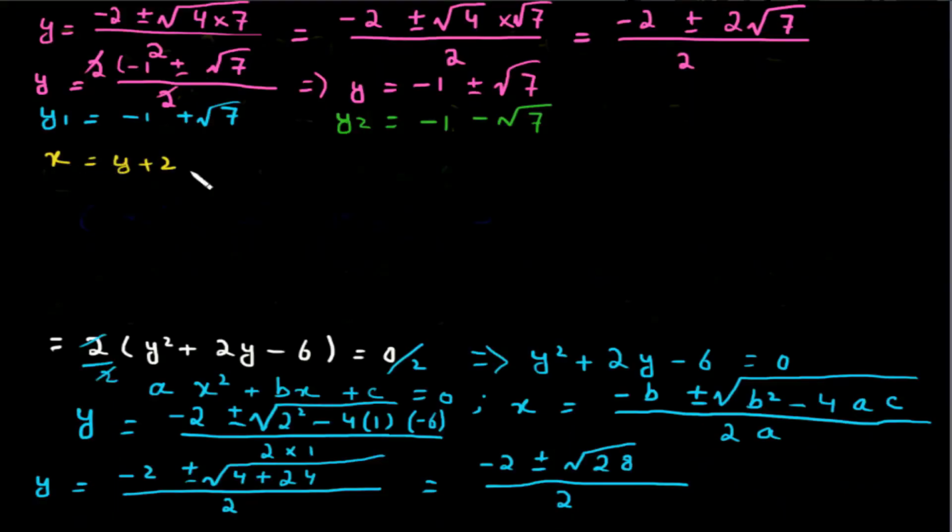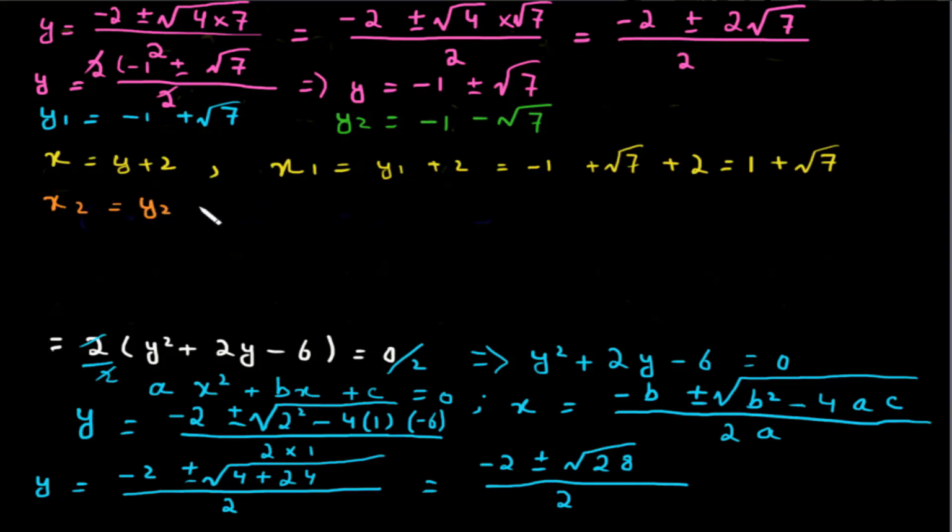So to find out x sub 1, I will substitute this y with y sub 1 plus 2. That will give me this value of minus 1 plus square root of 7 plus 2. So minus 1 plus 2 will give us 1 plus square root of 7. Okay. And now to find out x sub 2, I will substitute this y with y sub 2 value. So x sub 2 will be equal to y sub 2 plus 2. And this implies that x sub 2 has a value of minus 1 minus square root of 7 plus 2. So minus 1 plus 2 will give me 1 minus square root 7.